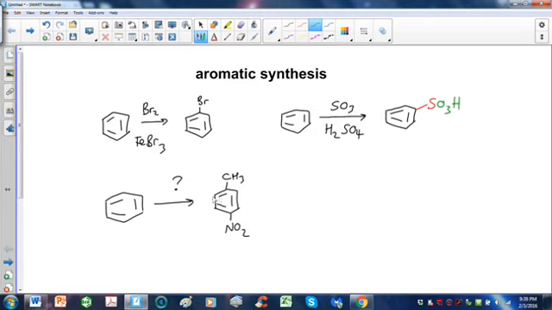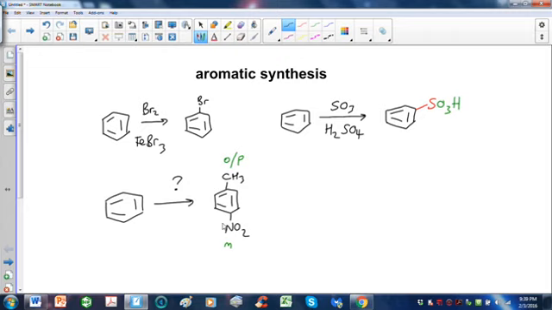Now, we talked about this a little bit before as well. We know some groups are ortho-para directors, some are meta directors. You'll remember methyl groups, or indeed all alkyl groups, are ortho-para directors. Nitro, for example, is a meta. We also know that Friedel-Crafts reactions don't work well with highly deactivated rings. But when we look at this, we'll see that whichever one of these two groups we put on first has to be able to direct the other in the desired position.